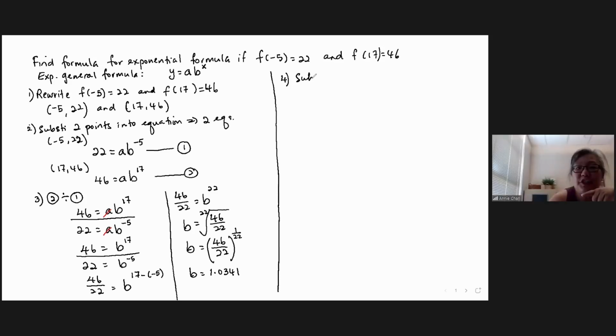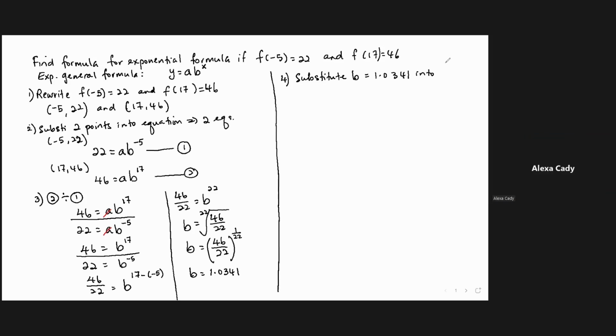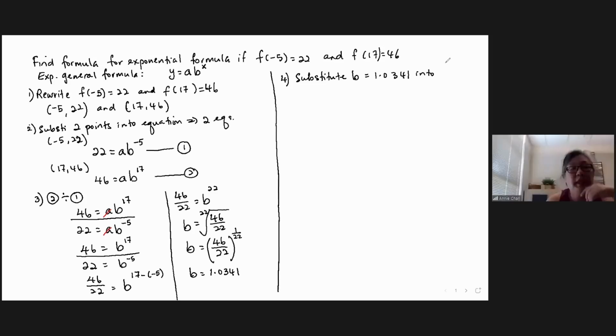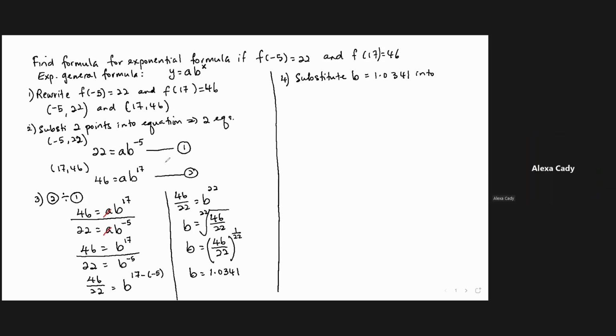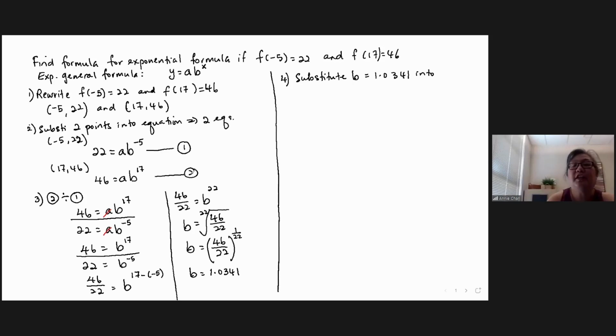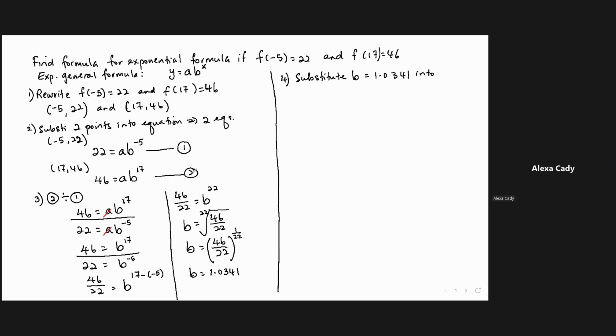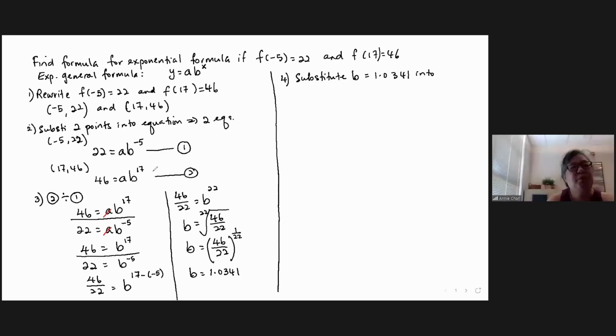Exactly. So substitute B equals 1.0341. Where do we plug B into? Do we plug it into both of the equations? You only need one. You can just choose whichever one, right? Yes, you can choose whichever one. It doesn't matter. Usually people will choose two because it's a positive exponent, right? Okay, into two, to find A.